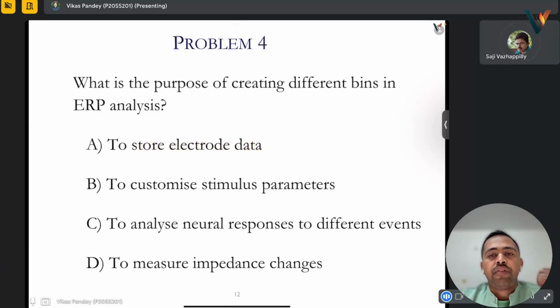What is the purpose of creating different bins in ERP analysis? To store electrode data, to customize stimulus pattern, to analyze neural response to different events, or to measure impedance changes?